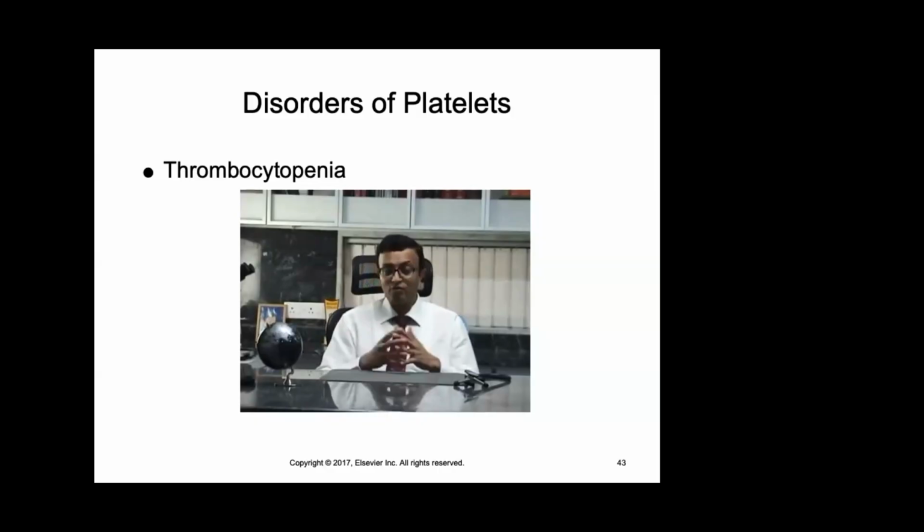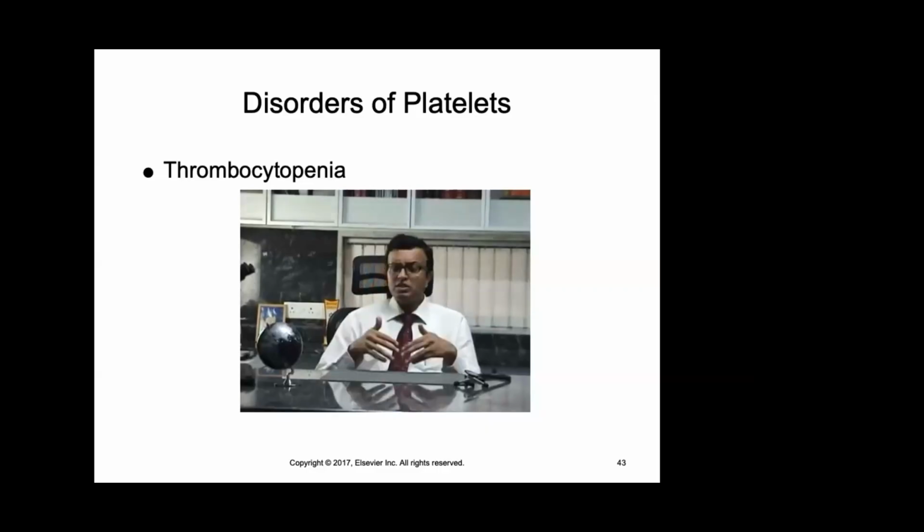Without doing a test, of course, number one, if you start getting bruises or blackish, bluish areas on your skin or tiny pinhead-like red dots on your feet, or some patients have easy bruising, bleeding from the gums, bleeding from the nose. And these are the common presentations of low platelet count in a given patient.